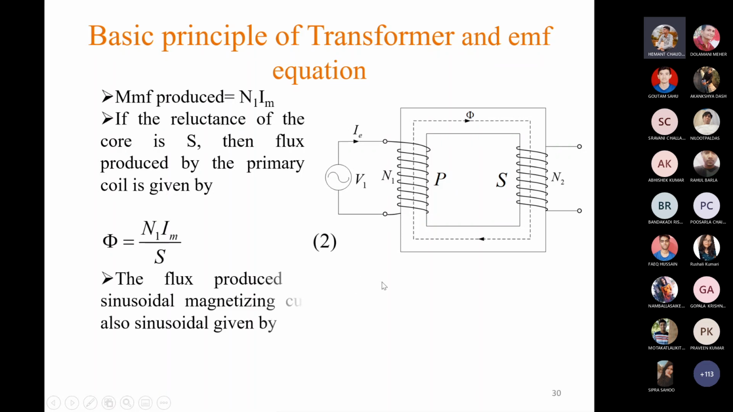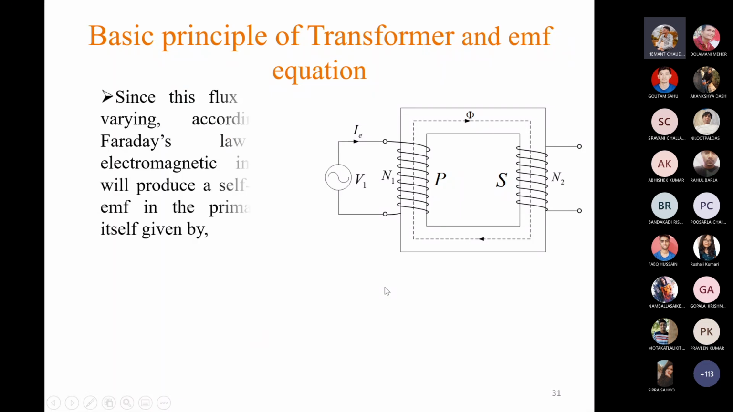Now if we put the value of Im in this equation, we see that since Im is sinusoidal in nature, because the expression of Im was Im equals I max sin omega t, we can say this flux is also sinusoidal in nature. So we can write phi equals phi m sin omega t. Since Im is sinusoidal in nature, therefore phi is also sinusoidal in nature. So now we have the expression of the time varying flux, phi equals phi m sin omega t.